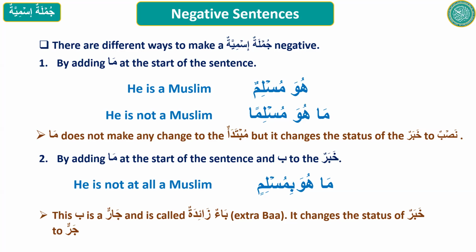And the mubtada, which without ma was a mubtada, now we call it ismu ma, ism of ma. And the khabar is now called khabru ma, meaning khabar of ma. All right, a slight change in terminology. So we have learned two methods so far. There are more methods, okay? So stay with me. Hopefully everybody is focused here because I'm just speaking. I'm not involving anybody else here.